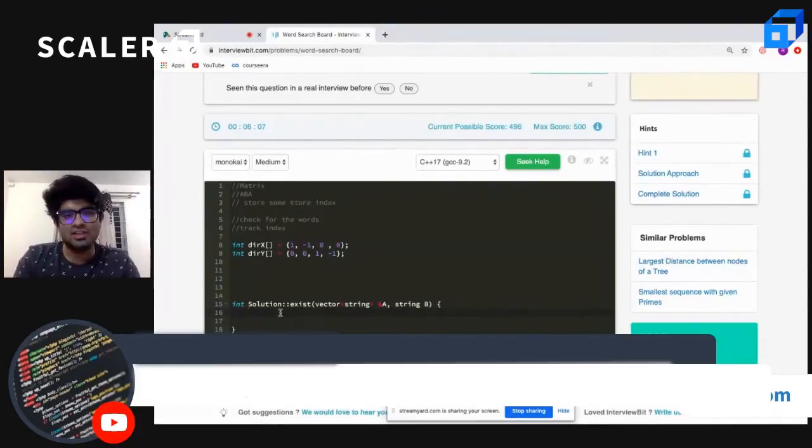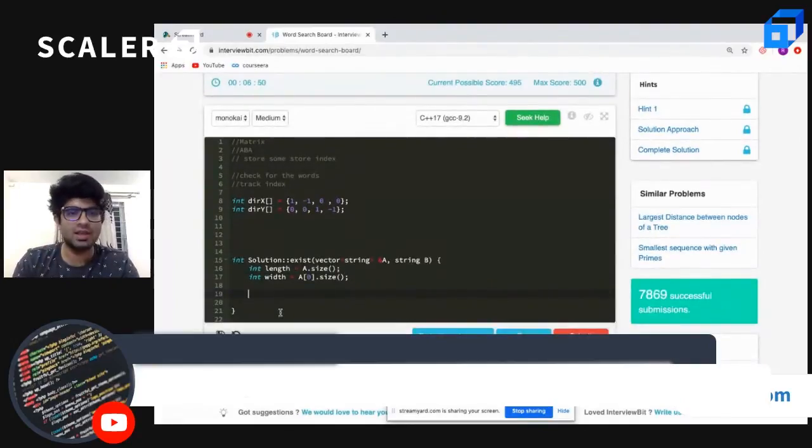But one thing you need to be sure of is that you can't maintain some sort of visit information, because that is not required in this question. As I know that my starting point can be any character of that matrix, I first need to figure out the length, which will be the size, and the width of my matrix. It will be something like this. Now I have my length and width.